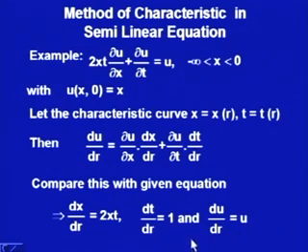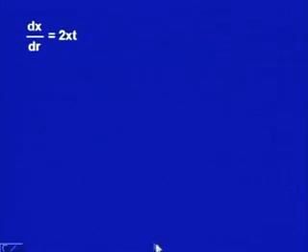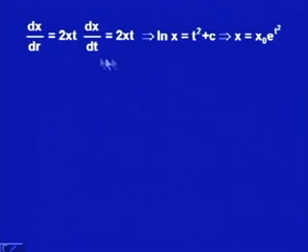So, what we are getting from here is that dx by dr is 2 x t, and dt by dr is equal to 1 gives t is equal to r. So, we would get dx by dt is equal to 2 x t. Try to find the solution of this: we would get dx by x is equal to 2 t dt, and integrating on both the sides, log x would be t square plus c.